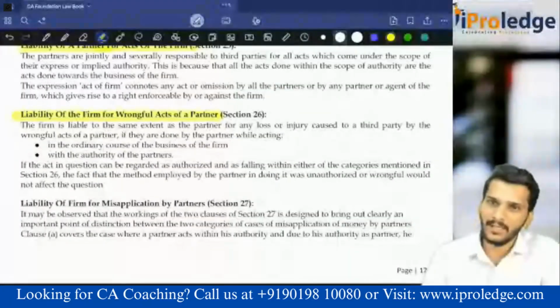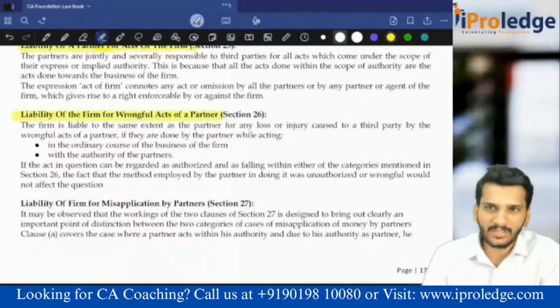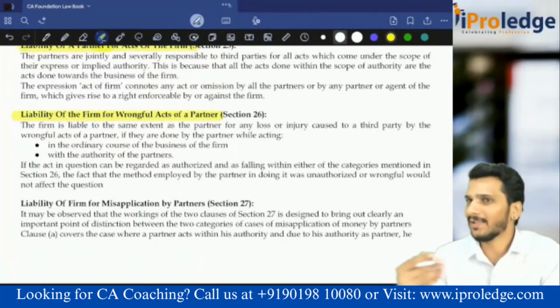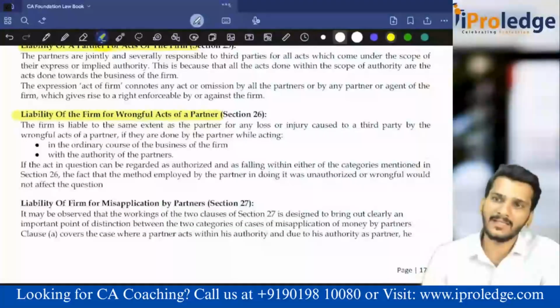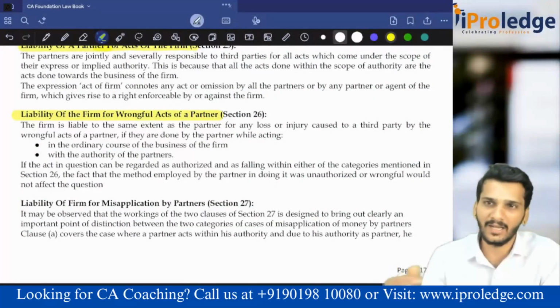What is the effect of that? Now, if the partner acted in the normal course of business, where he has authority to act, and the loss happened, in that ordinary course the firm is liable. But if he acted in excess of his authority, or in a negligent or fraudulent way, then the partner is personally liable.